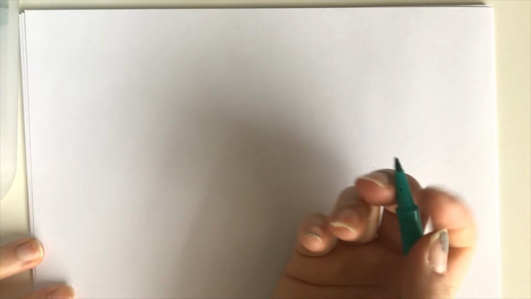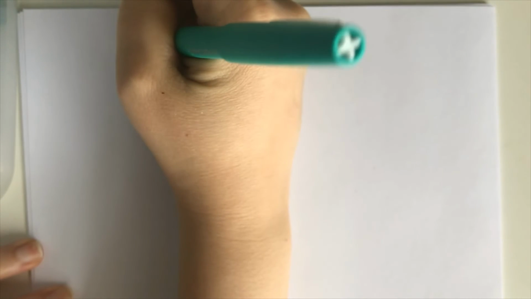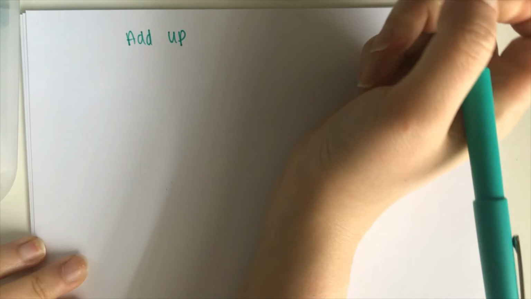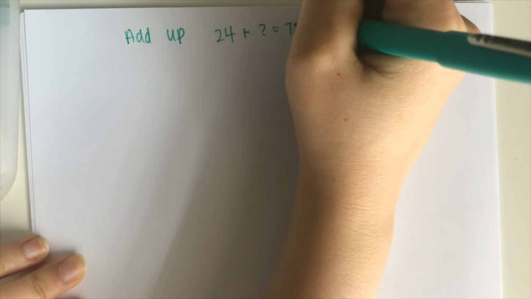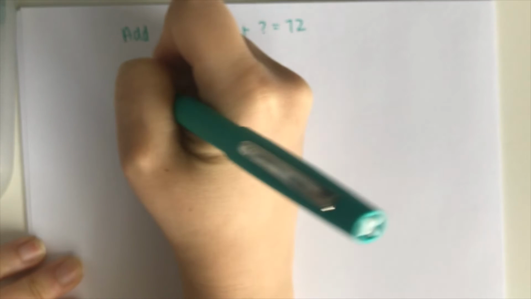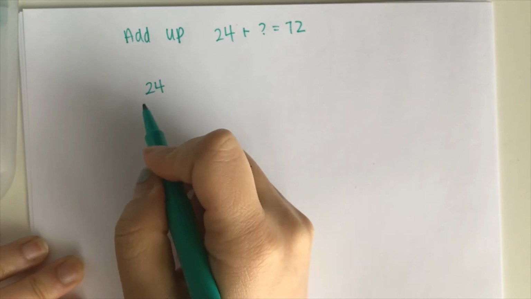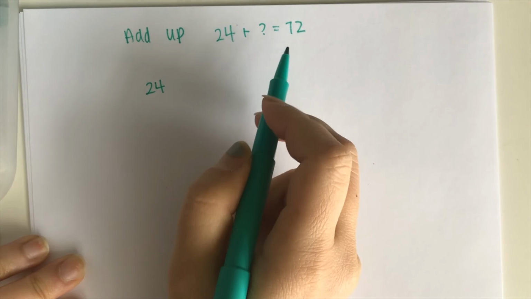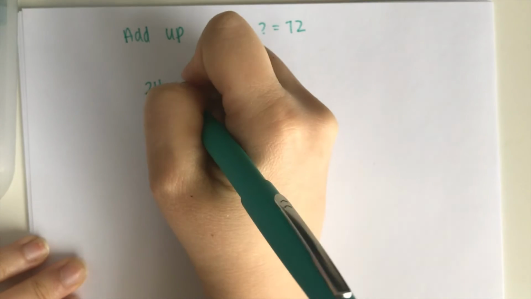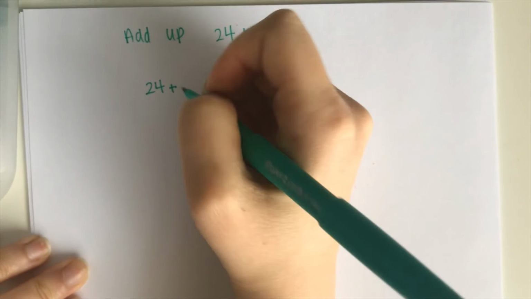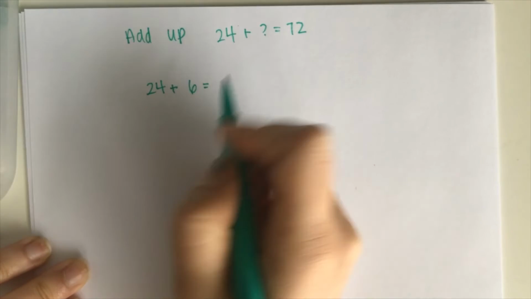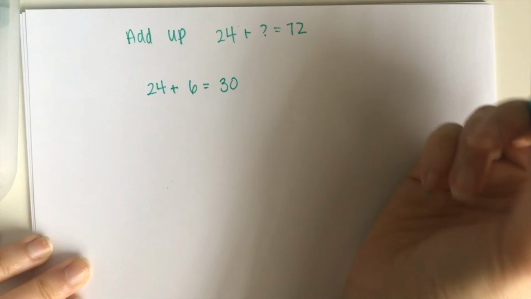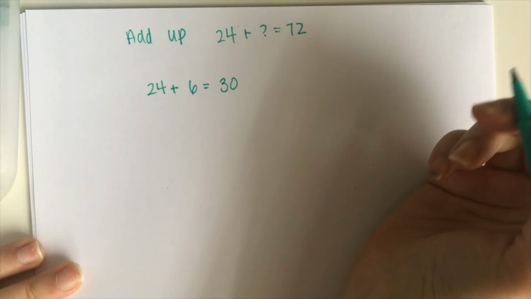In this last way, we're actually going to add up. So instead of starting with that subtraction problem, we're going to just start with that addition problem that we had in the beginning. What we're going to do is, how do I get from 24 to 72? So your end goal is to get to 72. So something I can do is make this an even round benchmark number. So I'm going to add 6, so I get 30. And from 30, how do I get to 72?